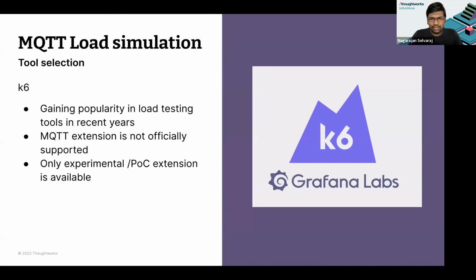Then we quickly researched the Grafana K6 tool, which is a Golang-based load testing tool. Though its runtime is Go, all the customization and scenarios can be written in JavaScript. But MQTT is not officially supported in the tool. Only an experimental or POC version was available. Since we wanted a more stable option, we decided not to go with it.